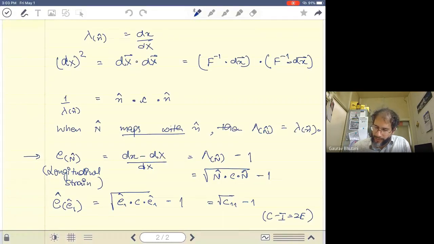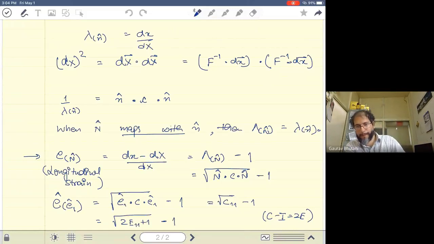So we can write this longitudinal strain in the E1 hat direction as square root of 2E11 plus 1, minus 1. Okay, so I've used the relation C minus I equals twice of E. So twice of E plus I is C, and since we're talking about a diagonal term, then we have twice of E11 plus 1 is equal to C11.